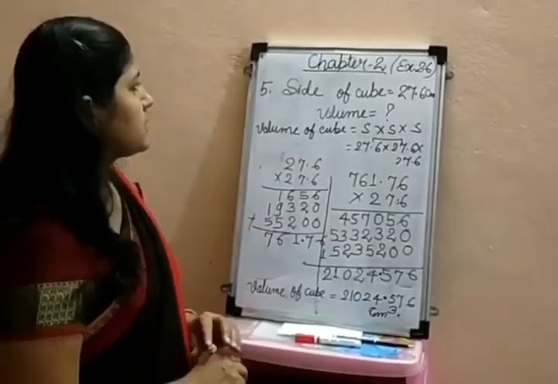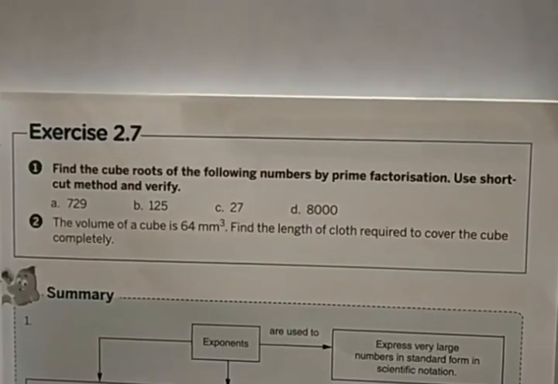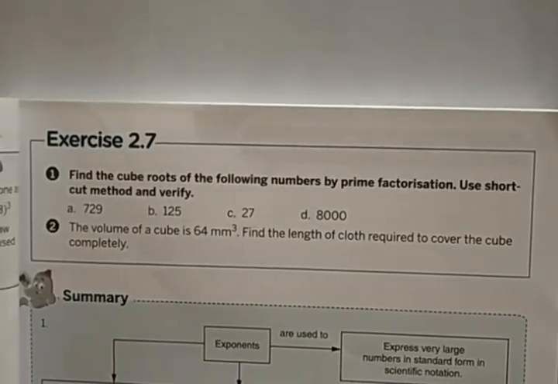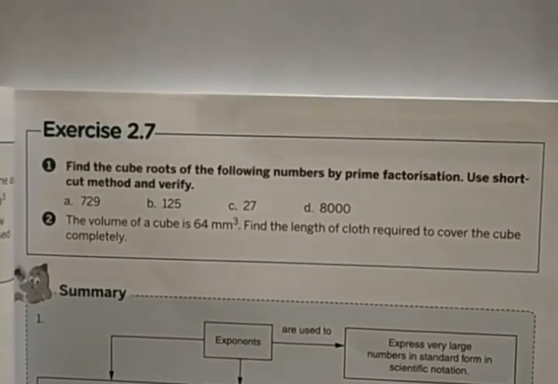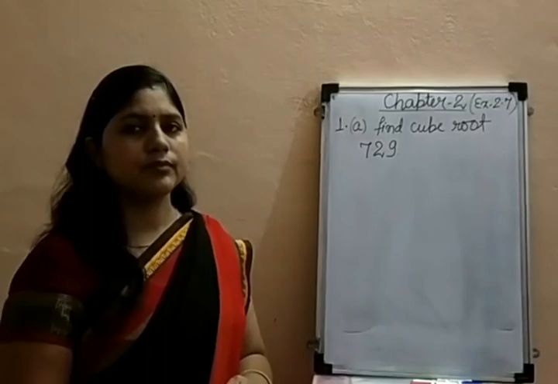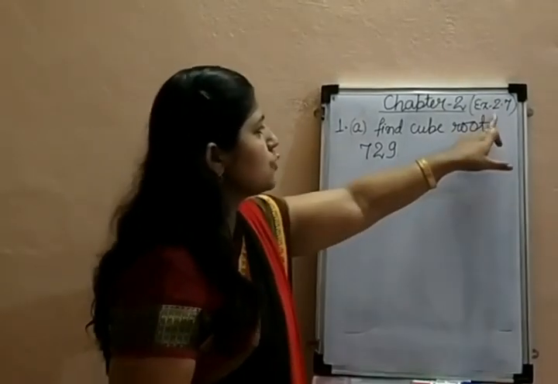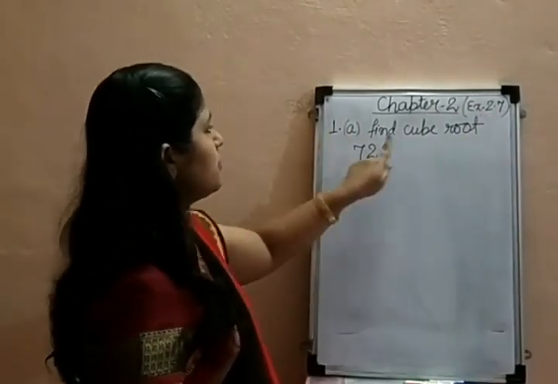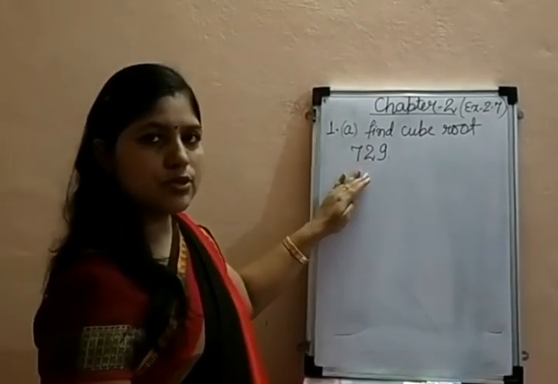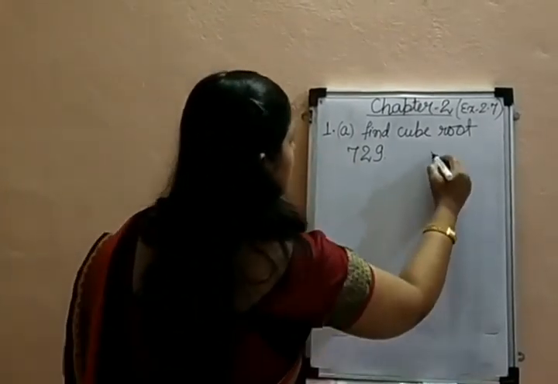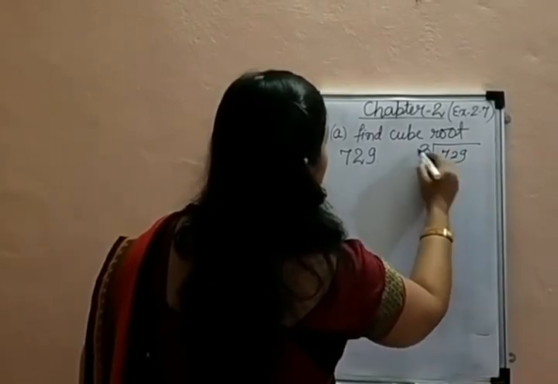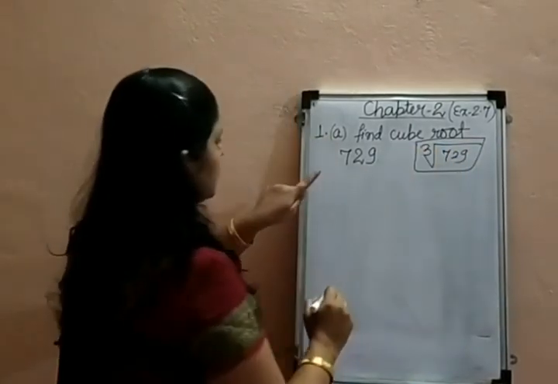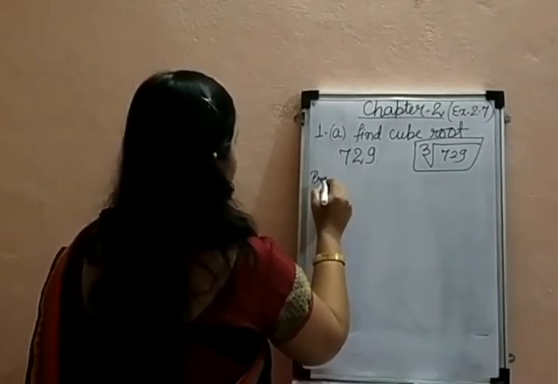Let's do our next exercise, 2.7. This is our last exercise of chapter 2. In this exercise I am giving you question number 1A and question number 2. First question: find the cube root of 729. So cube root is denoted by this symbol. For this, do prime factorization.